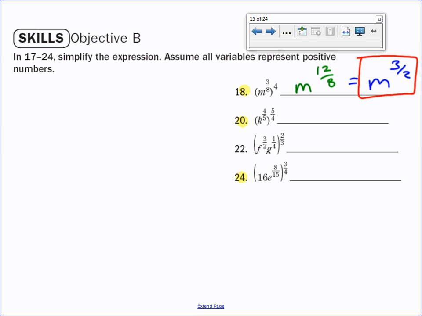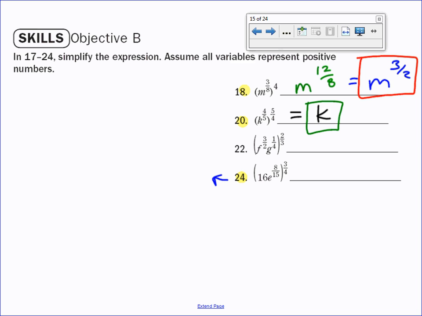k to the 4/5, all to the 5/4, equals k to the 20/20, is k to the 1st, is k. That's pretty sweet. And lastly, 24, we'll need space for that. So I'm going to go ahead and work to the left again.